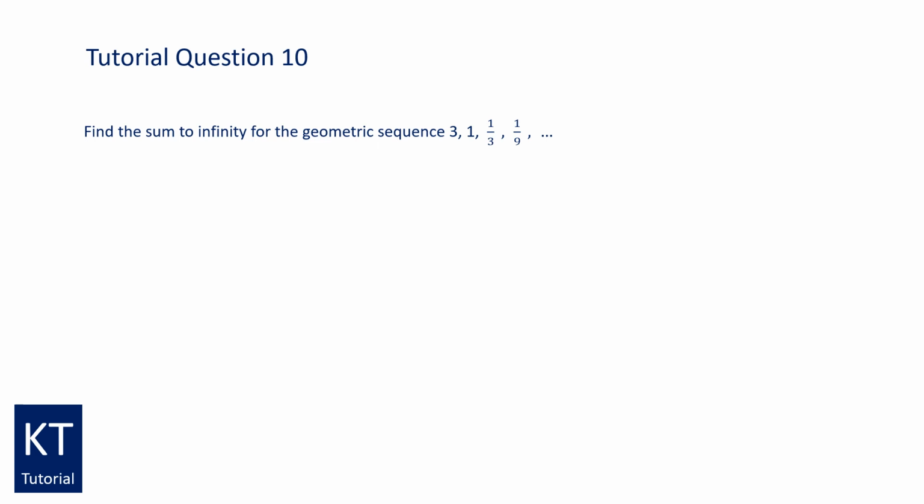Tutorial question 10. Find the sum to infinity for the geometric sequence 3, 1, a third, a ninth, and so on. This would put a as being 3, r as being a third, and we could apply its formula of Sn being equal to a over 1 minus r to get to the solution.